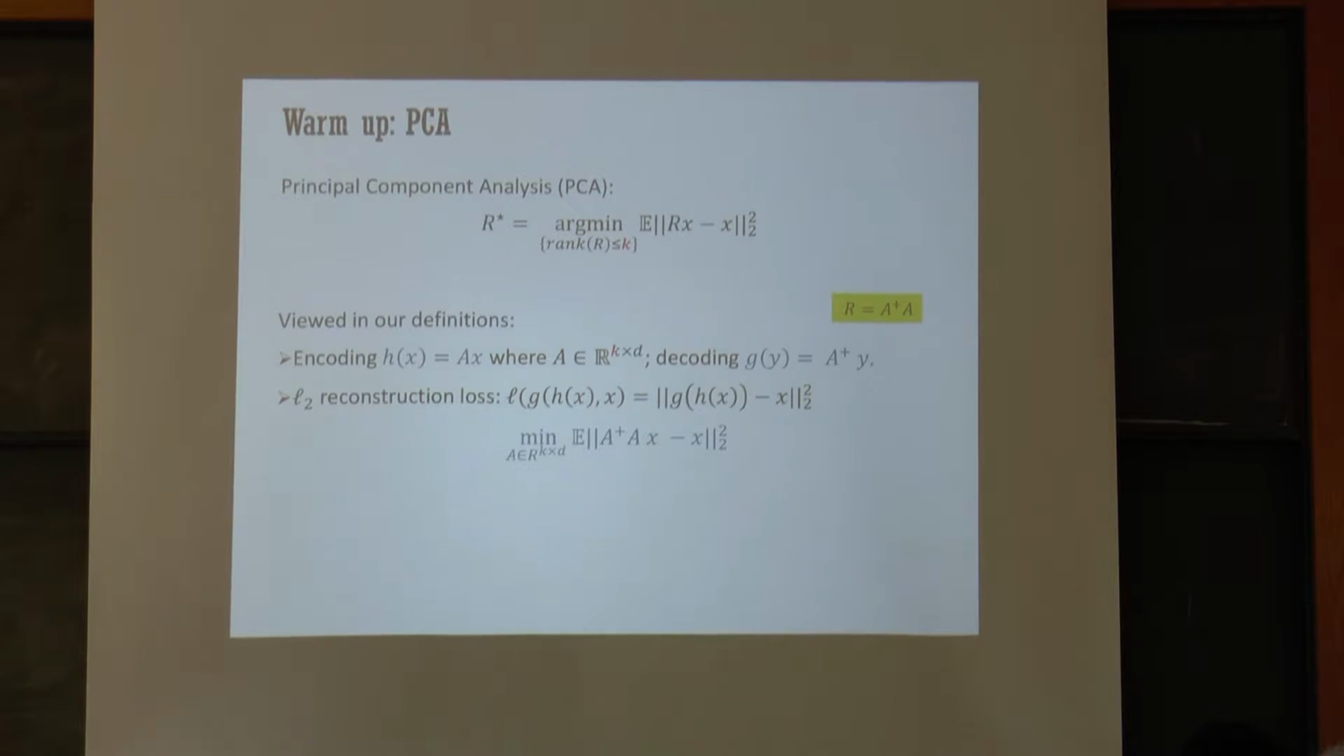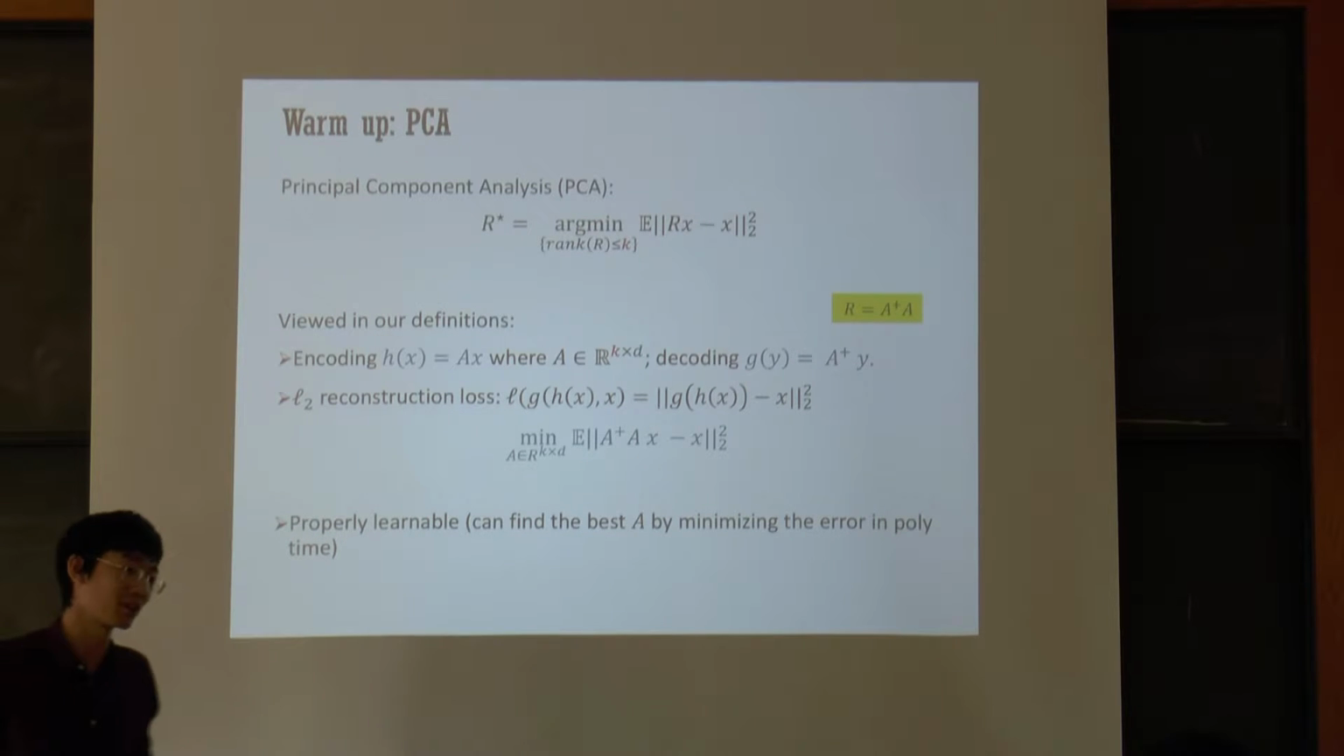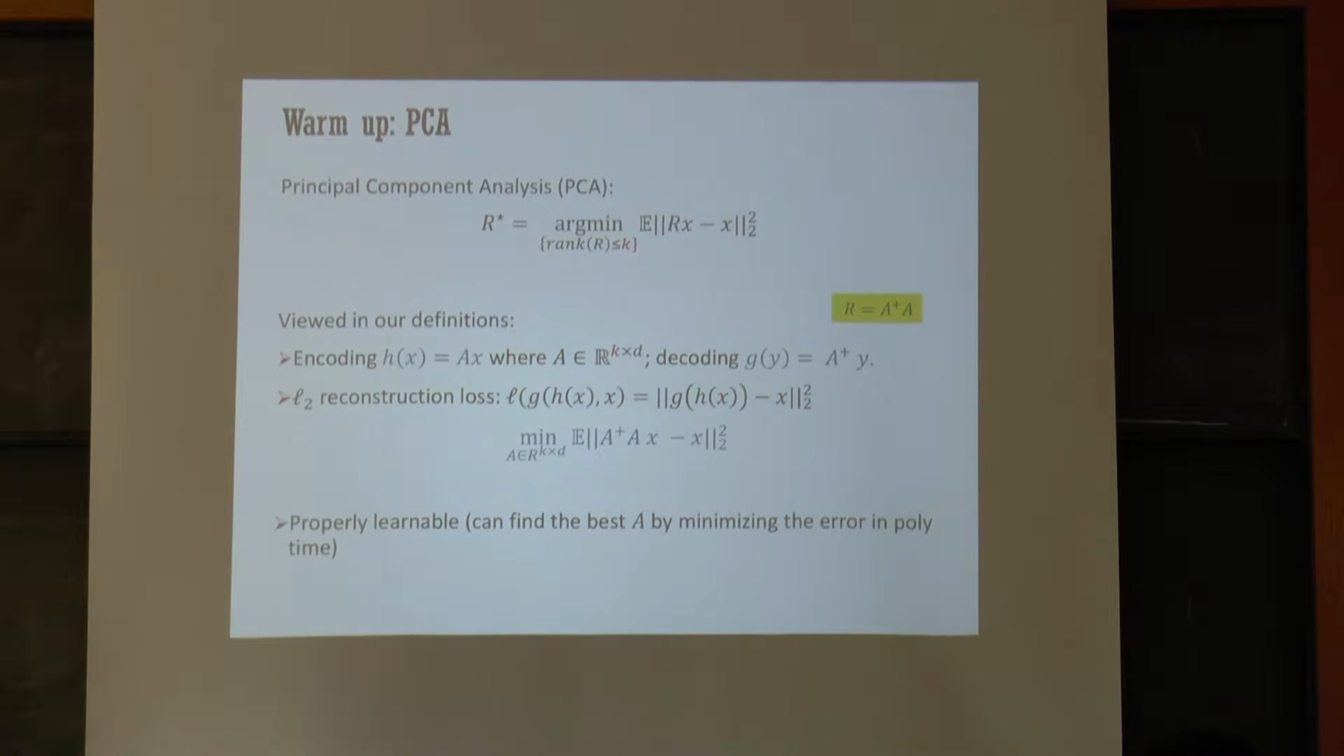This is nothing deep. It's just a change of language, and it turns out that this can be computed in polynomial time. Of course, you cannot solve the real expectation version. You have to replace the expectation by an empirical estimate. However, even if you replace it by an empirical estimate, this is an eigenvector problem, and you can solve it in polynomial time. And so this is how we interpret PCA in our framework.